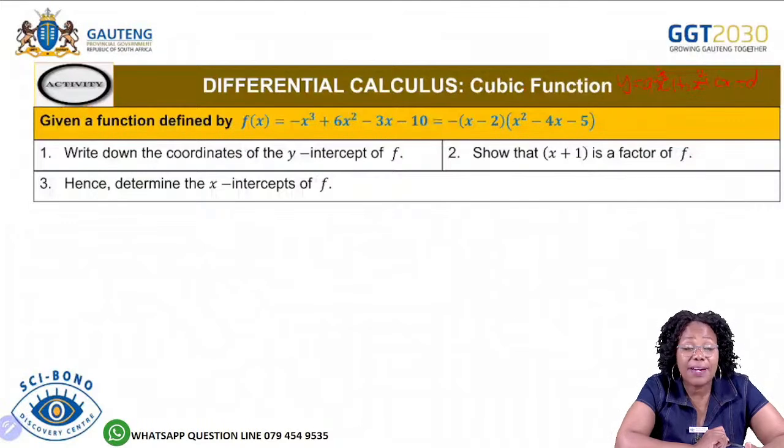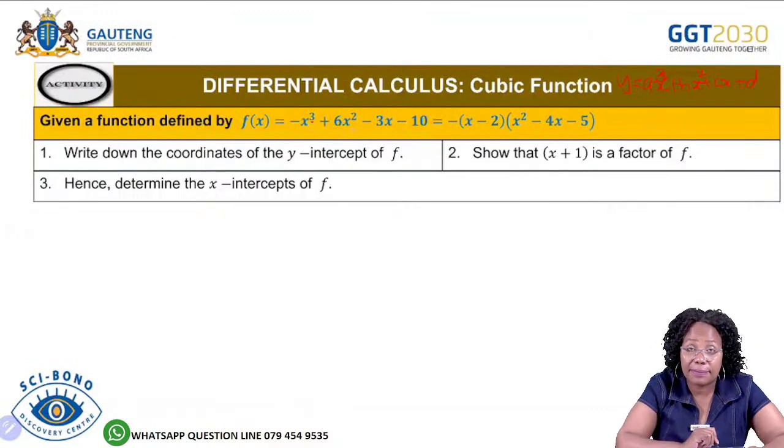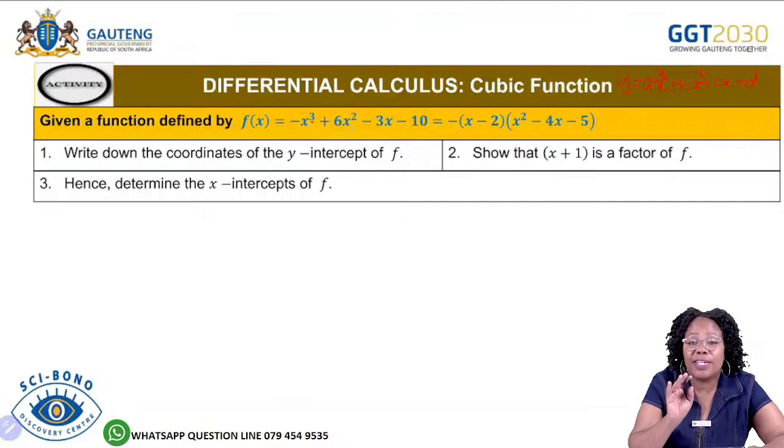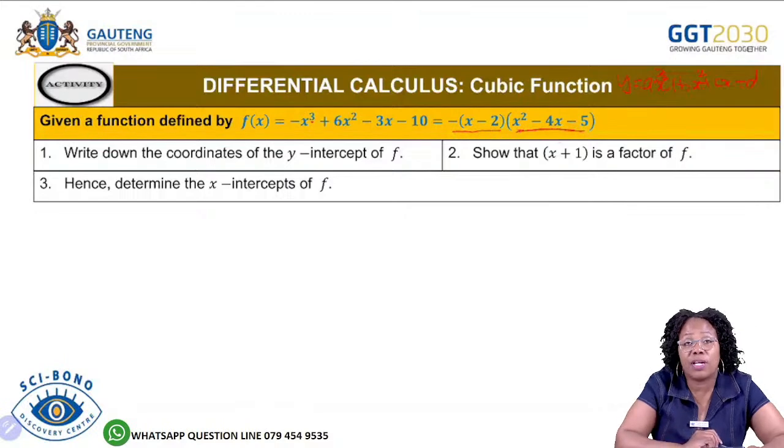You are given a function defined by f(x) = minus x cubed plus 6x squared minus 3x minus 10. It's x cubed, therefore it's a cubic function. In grade 12, lucky enough, this is partially factorized for you. They have already found the first factor for you, and then the trinomial factor. Yours is to find the factors for the second one in order to find your x-intercept.